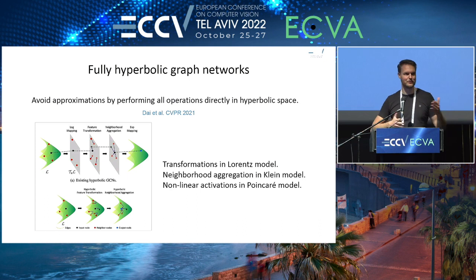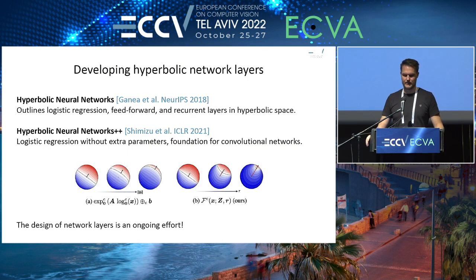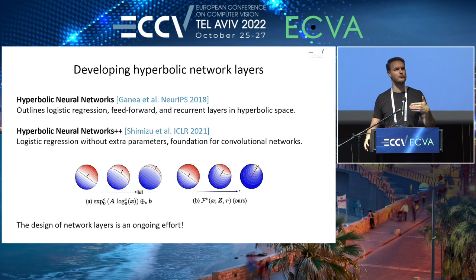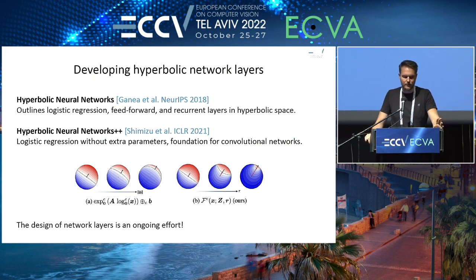So we are able to do graph layers in hyperbolic space, although perhaps not in one model yet, but that might be a paper for you to write next. At the same time, we have seen the development of hyperbolic network layers. A few pivotal papers, these were hyperbolic neural networks. They provided the outline of how to do logistic regression, so how to do your classification task, how to do feed-forward layers, and how to do recurrent layers in hyperbolic space.